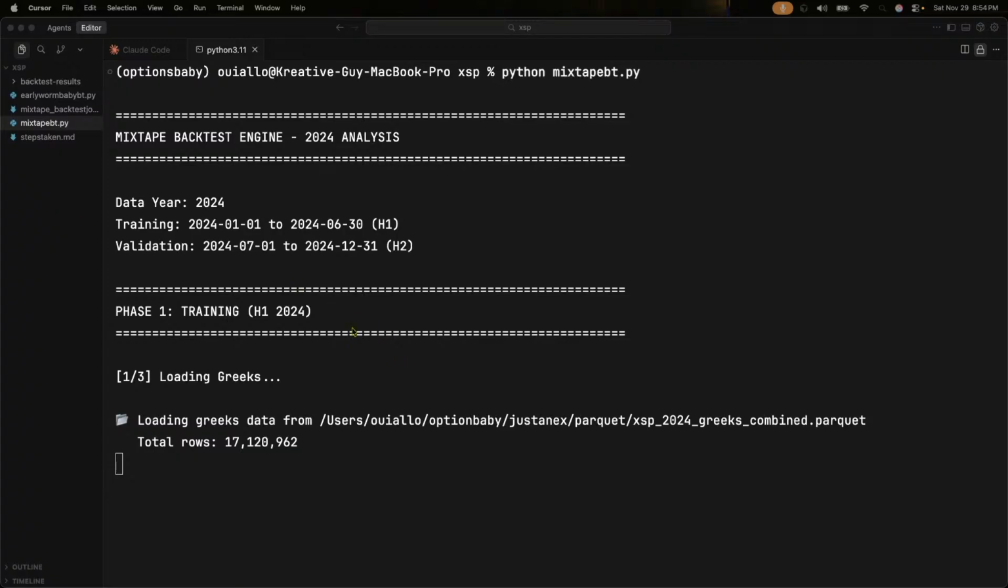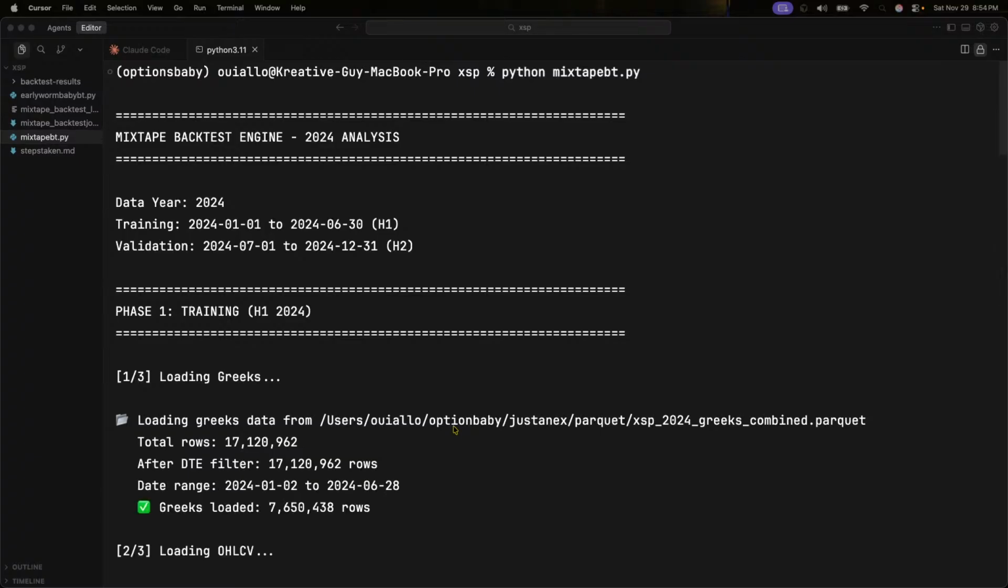Let's run it. And our back test is running on 2024. So we're testing our strategy to see how well it works on 2024. And the reason we're back testing, right, instead of just going straight to the bot, is because I want to see how well this strategy works on past data. And if it works well in the past, there's a high likelihood that it'll work well in the future.